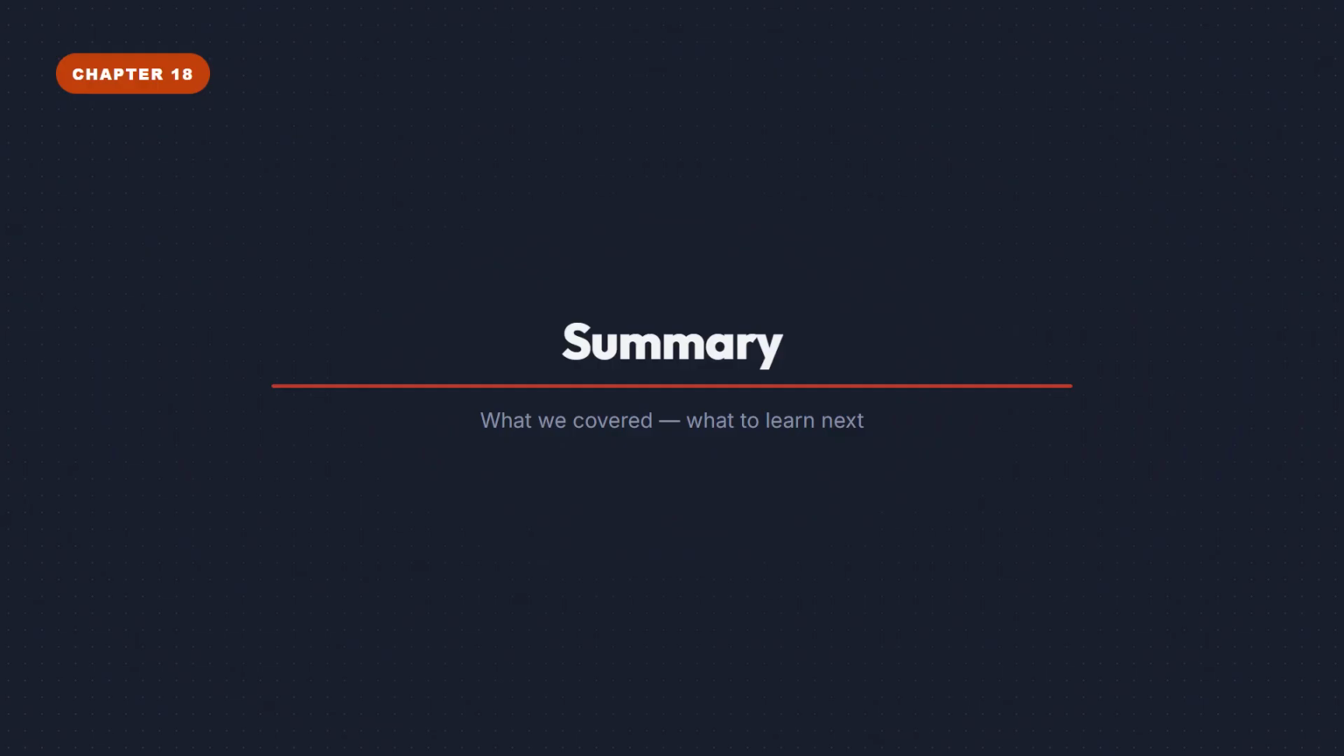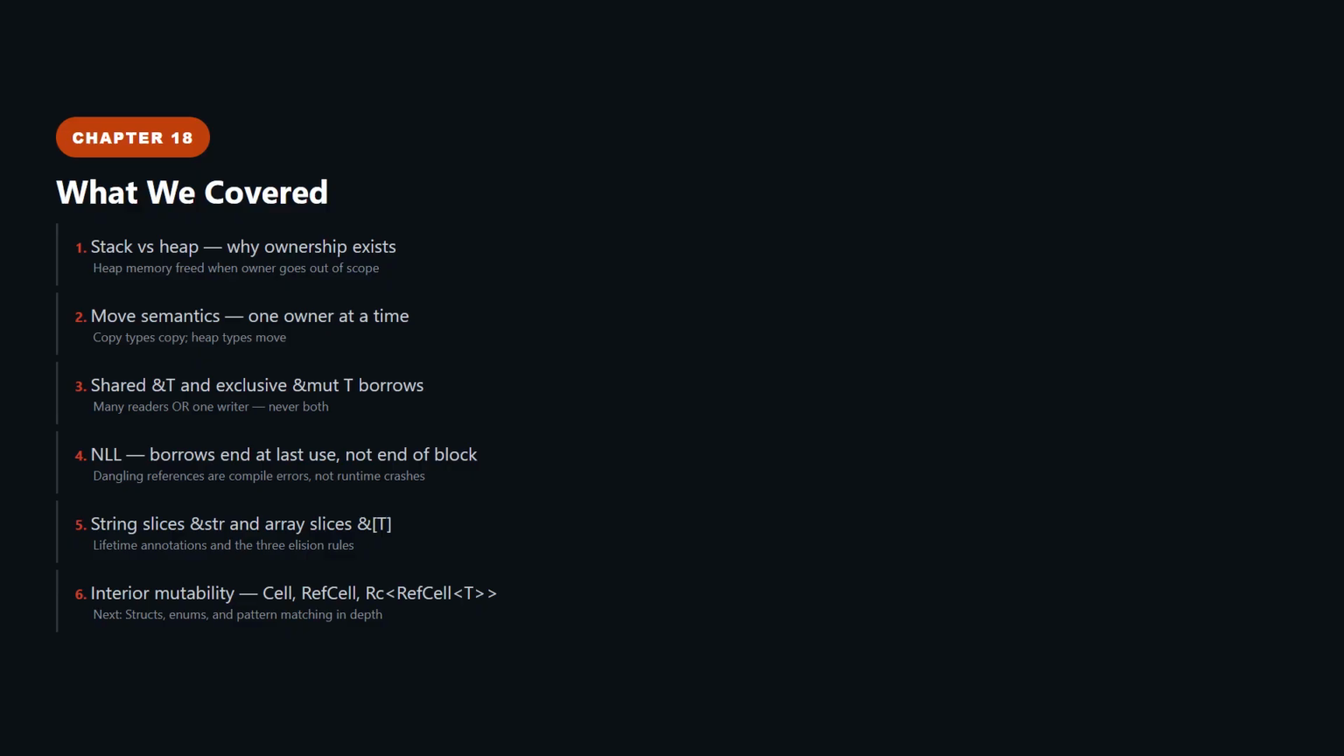Chapter 18. Summary and what to learn next. That's the ownership model, start to finish. This is the hardest concept in Rust, and you've just worked through it in depth. Everything else in the language builds on this foundation. What to study next? Structs and enums, then the trait system. Once you can define your own types and implement traits on them, Rust's design patterns open up completely.